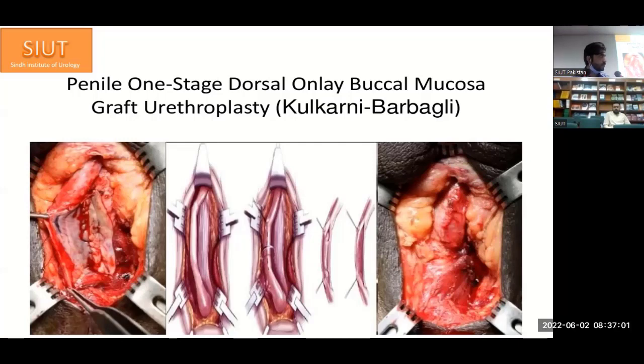Basically, in the Kulkarni technique we mobilize on one side and place a graft on the lateral side. This is basically lateral onlay BMG urethroplasty. This is not purely dorsal or dorsolateral BMG urethroplasty. Did you understand or not?